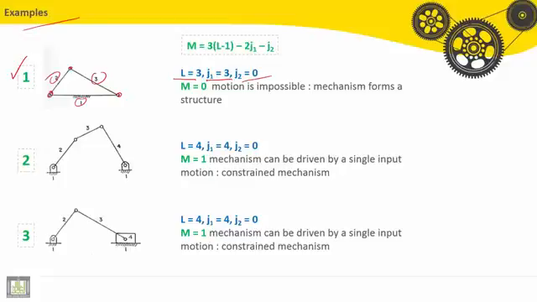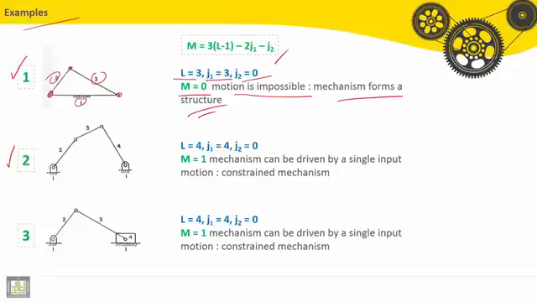And here we haven't a higher pair. So J2 equals 0. M, by using this formula, is equal 0. So motion for this mechanism is impossible. Mechanism forms a structure. For the second example, it is called 4-bar mechanism.